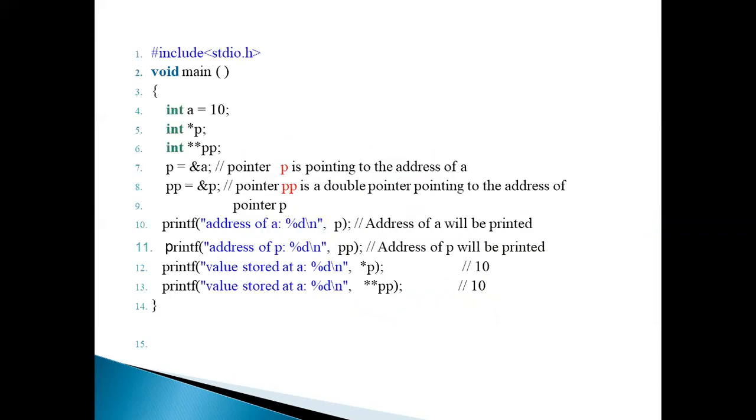The program. int *p, single pointer, int **pp, double pointer. p equal to address of a, pp equal to address of p. Here the value stored at a is displayed using the single indirection operator *p, next the double indirection operator **pp. So the data 10 will be displayed. First time 10, the second time also 10 will be displayed.